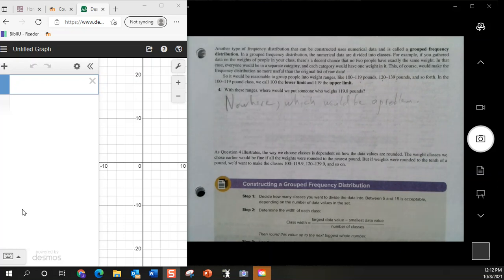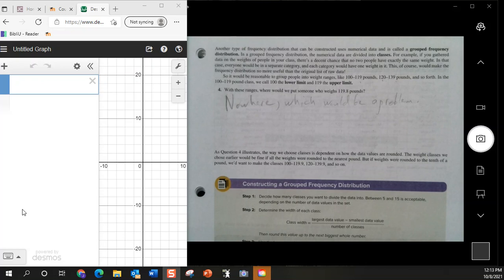As question 4 illustrates, the way we choose classes is dependent on how the data values are rounded. The weight classes we choose earlier would be fine if all the weights were rounded to the nearest pound. But if weights were rounded to the 10th of a pound, we want to make the classes 100 to 119.9 and so on. Now it says constructing a group frequency distribution. First, you have to decide how many classes you want to divide the data into, and you have to choose between 5 and 15.